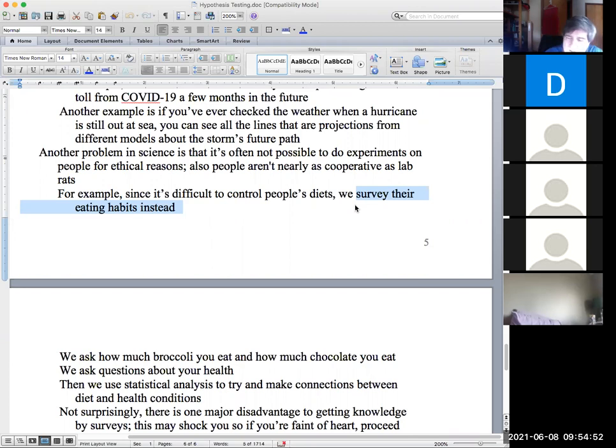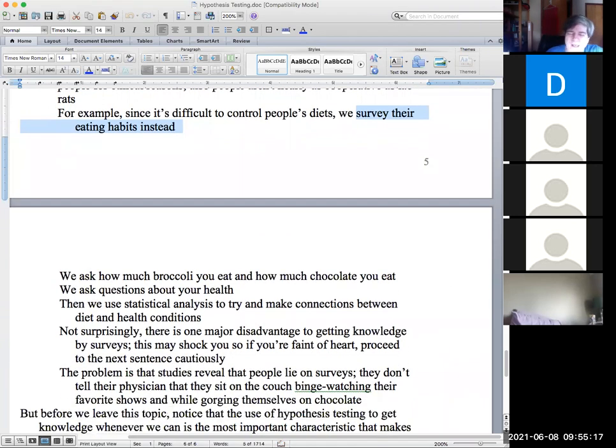Have you ever been diagnosed with cancer? Do you have heart disease? I could ask you some questions. And if I do this with thousands of people, I may be able to come up with some connections. Hey, people who run marathons are hardly ever overweight and have heart disease. So we can do a survey and we may be able to draw some conclusions.